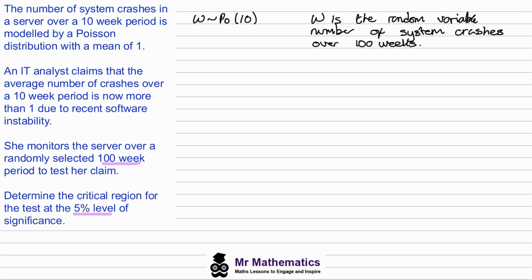So now we have our model, we need to state our hypotheses. Our null hypothesis, H0, is that lambda is equal to 10. This is always our null hypothesis. We're testing the lambda given from the question. Our alternate hypothesis is always given in the question. We're told that the analyst claims that the number of crashes is now more than 1. So our alternate hypothesis is that lambda is greater than 10.